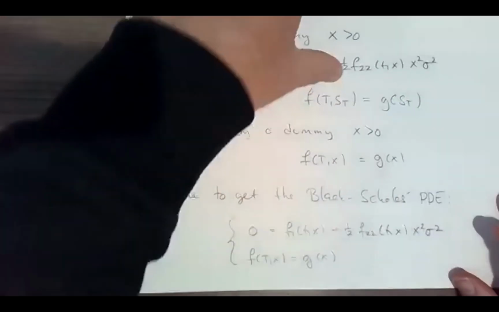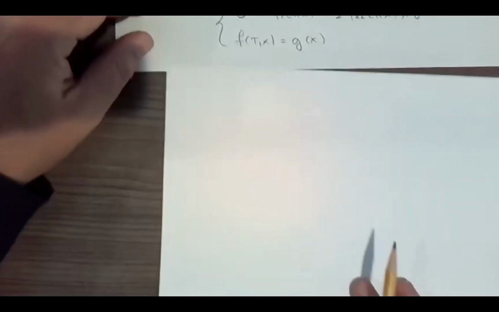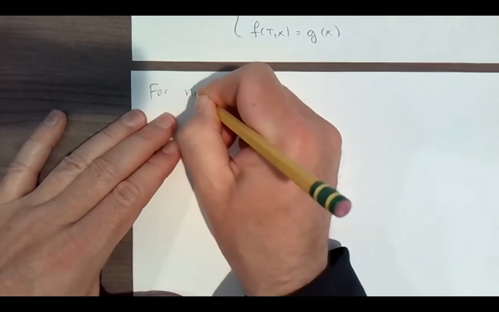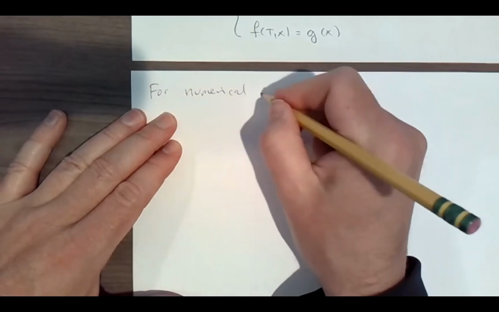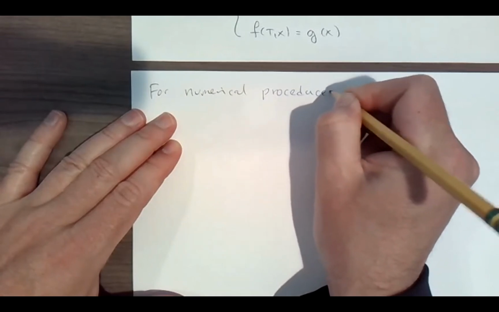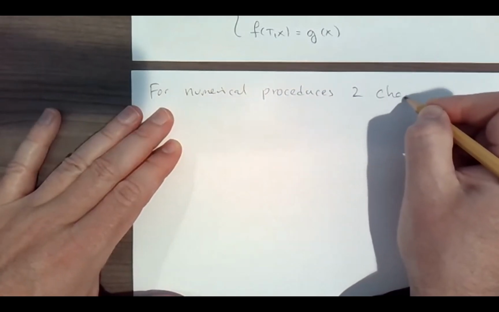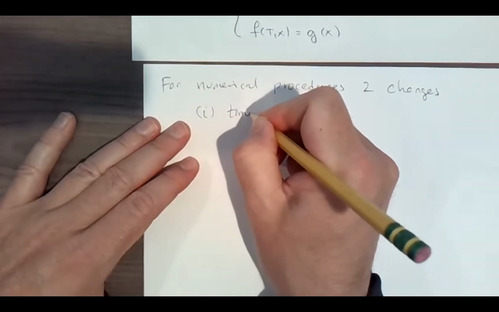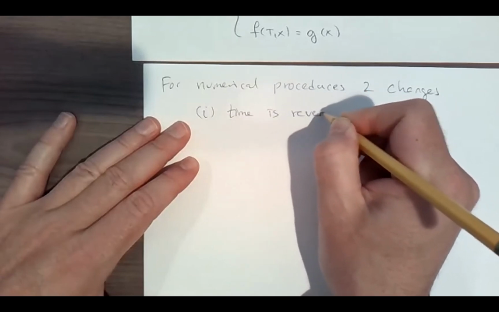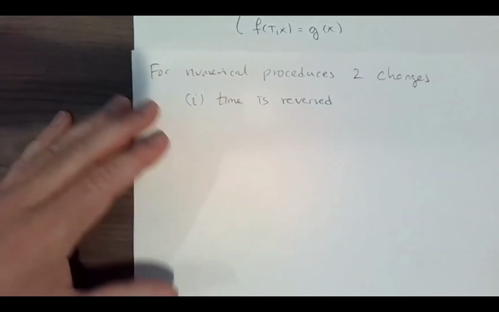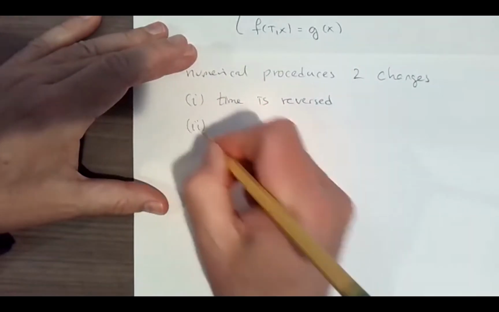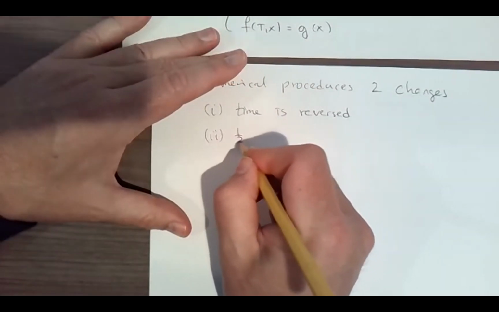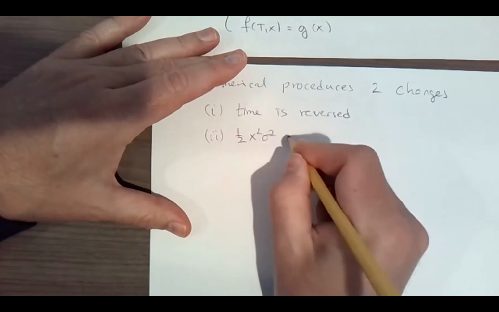So often time is reversed for numerical procedures. For numerical procedures, there are two changes. One is time is reversed, and the term 1/2 x squared sigma squared is dropped.